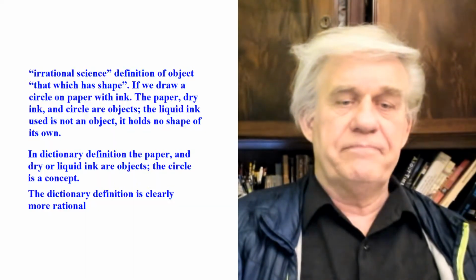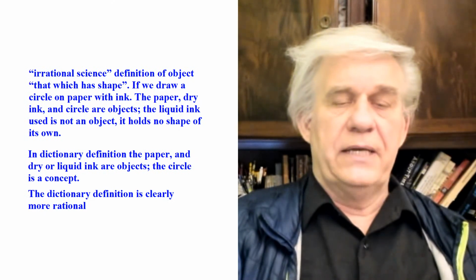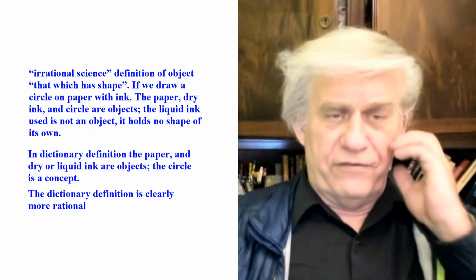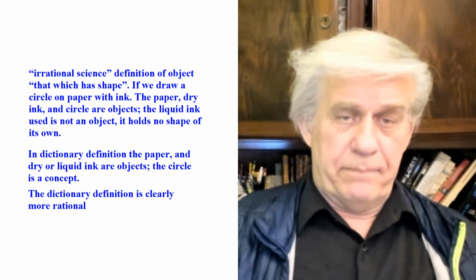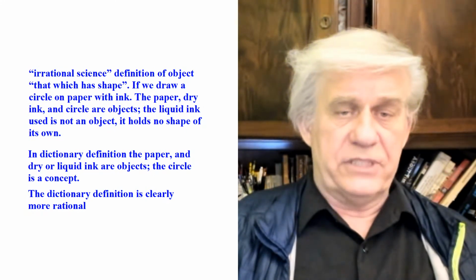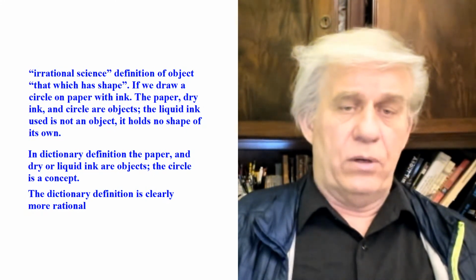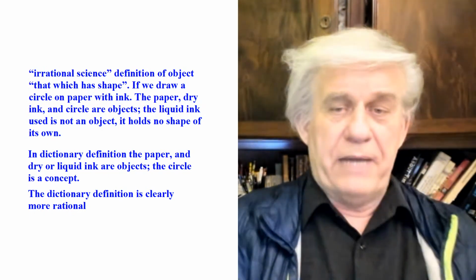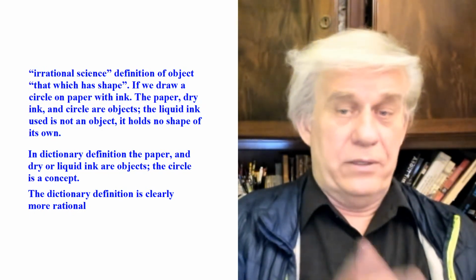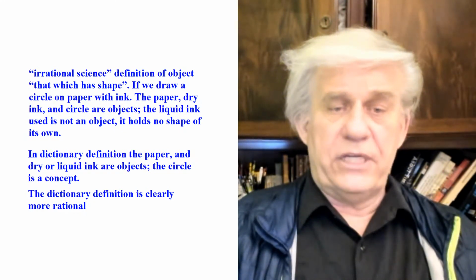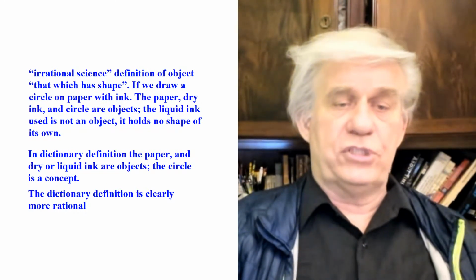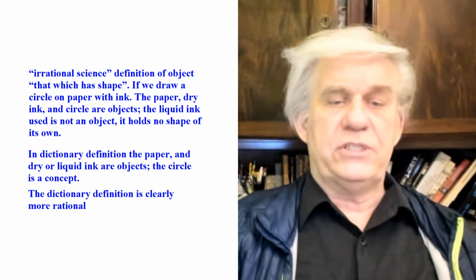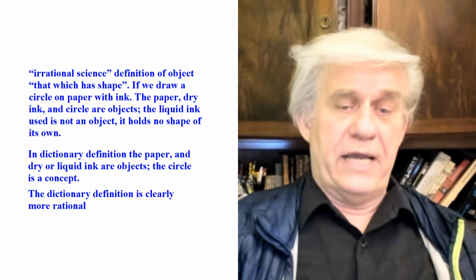And so this fellow comes up with a definition of the word object, and this is what he proposes. He says, "Irrational science definition of object: that which has shape." He doesn't like it. "If we draw a circle on a paper with ink, the paper, the dry ink, and circle are objects. The liquid ink used is not an object. It holds no shape of its own." He's putting words in my mouth. I don't know where he got this. "In dictionary definition, the paper and dry and liquid ink are objects. The circle is a concept."